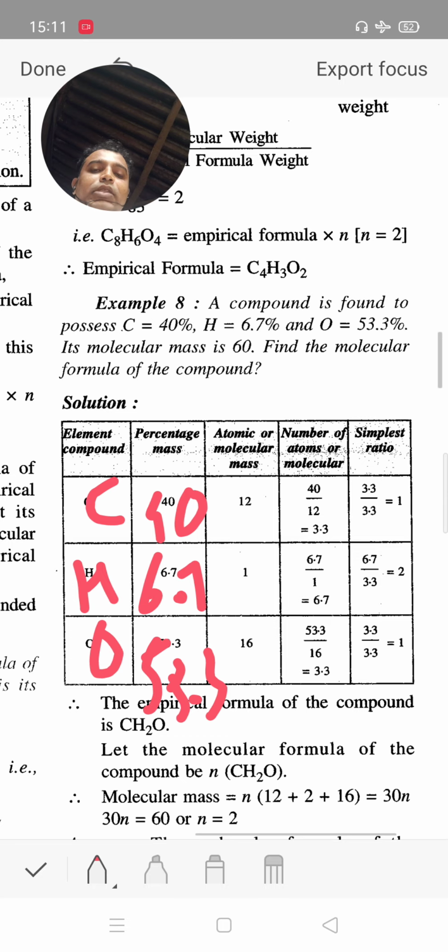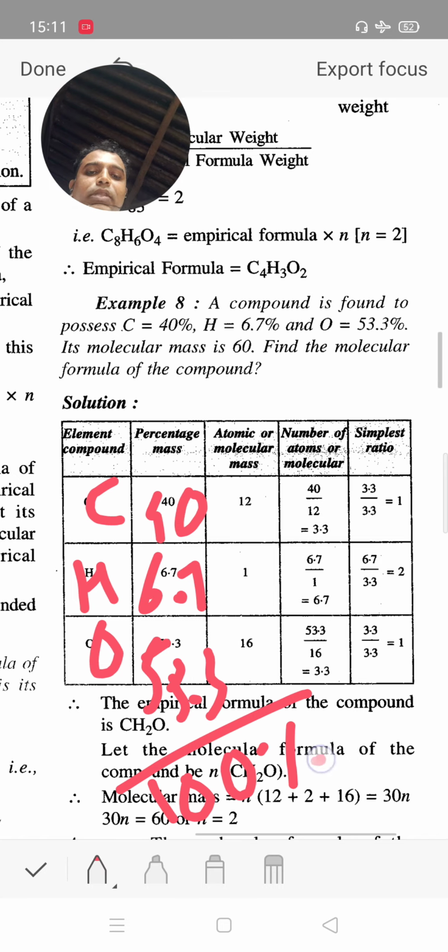First, students, we check that it totals 100%. Suppose we add all these three, then we get 100%. There is no remaining percentage of any other element. This compound has only the presence of carbon, hydrogen and oxygen elements. If the total is not 100%, then we would say another element may be present, but our calculation gives 100%. Therefore, only carbon, hydrogen and oxygen elements are present.